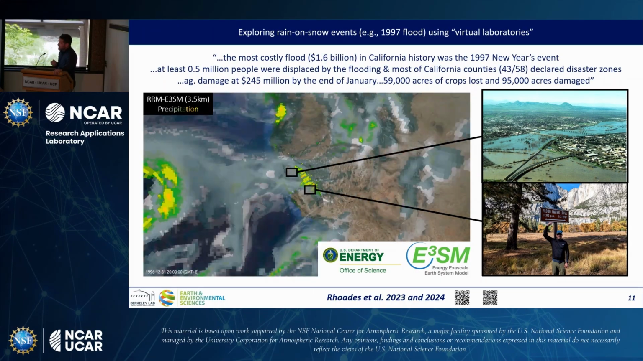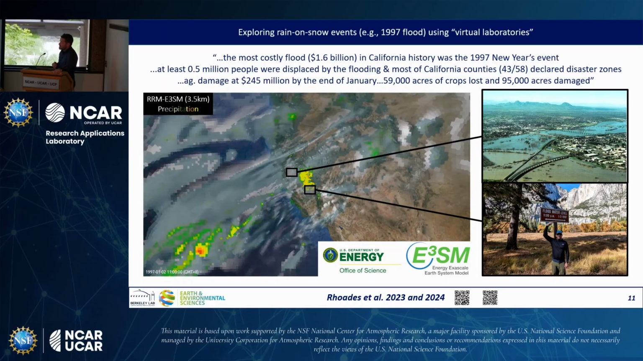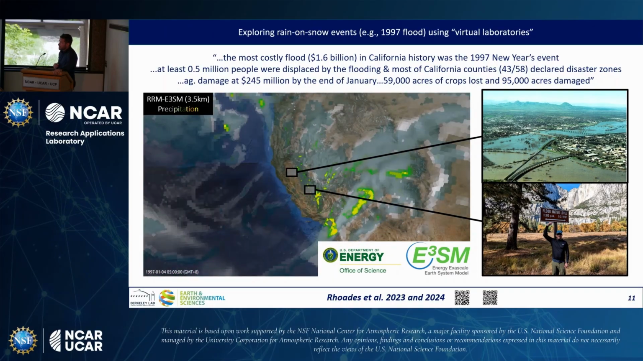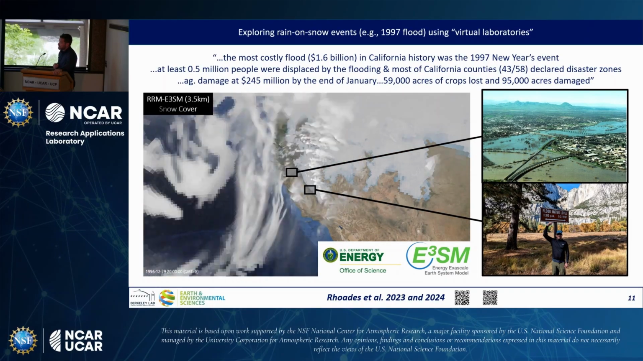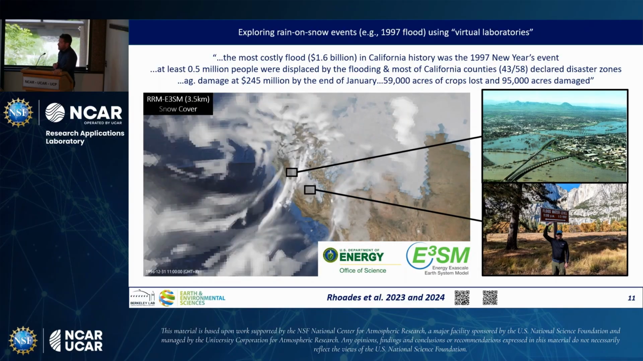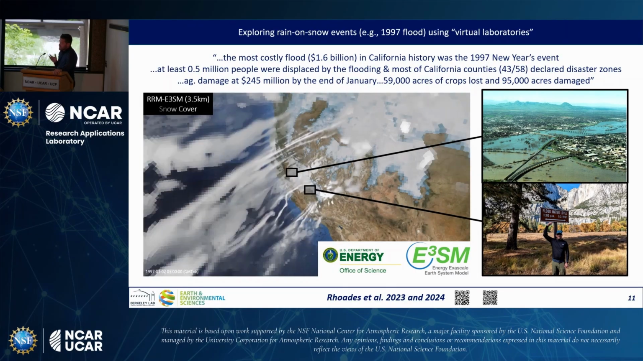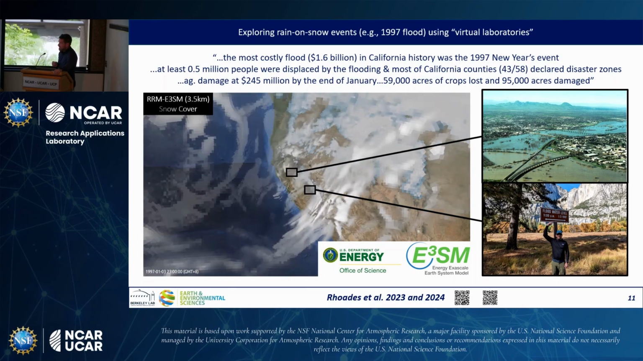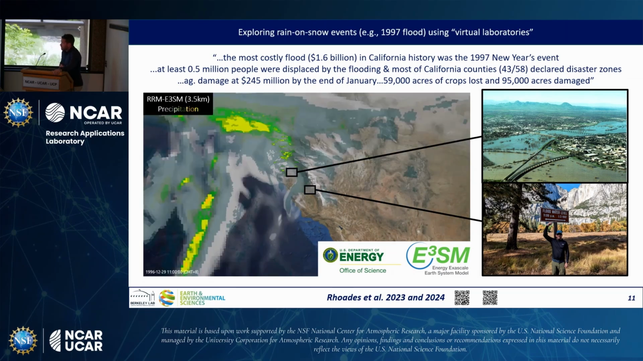What's pretty amazing about this event is it's the most costly flood still to today in California history, about $1.6 billion in damages. At least 0.5 million people were displaced by the flooding, and most of the California counties were declared disaster zones, and there was a lot of agricultural damage and whatnot.